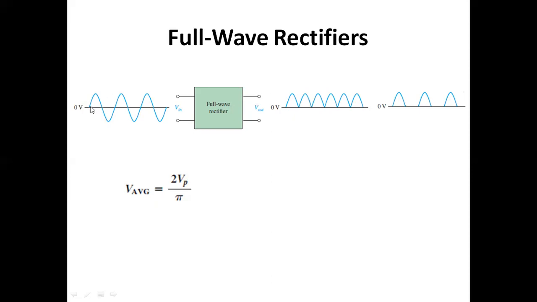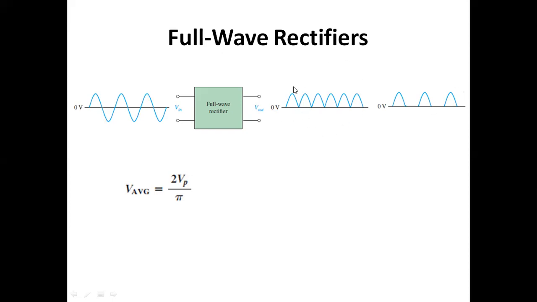In one input cycle, the full wave rectifier will make two output cycles, whereas the half wave rectifier will only make one cycle from here to here. When it goes negative, nothing happens. It becomes zero, then it waits for the next cycle. But here, during the positive half cycle, you have this cycle. And during the negative half cycle, you have this other cycle.